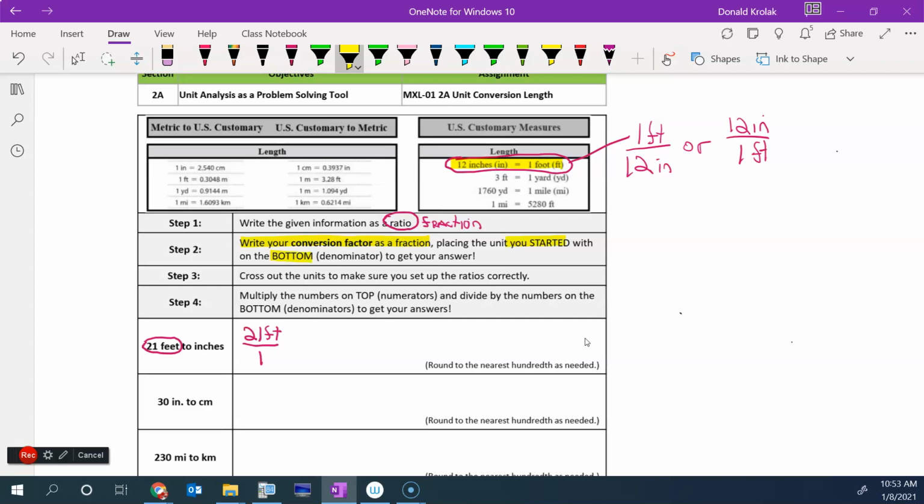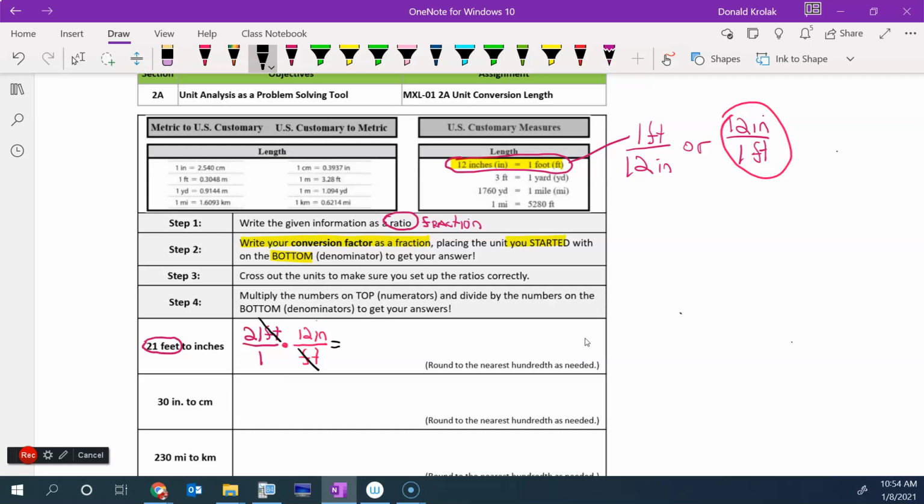We started with feet, so I automatically know that I want feet to be in the denominator, so I'm going to use this form of it. Okay, so 12 goes there, feet goes there, and then cross out units, making sure that you set up the ratios correctly. So if your units don't cross out, then you did something wrong. So I have a feet and one in the top, one in the bottom. That allows me to cross it out.